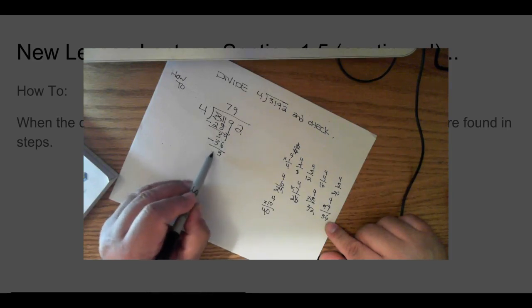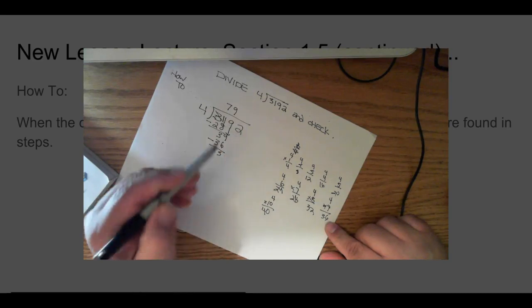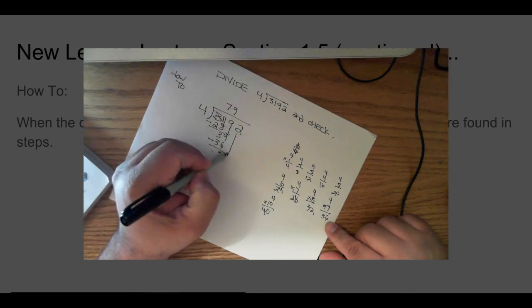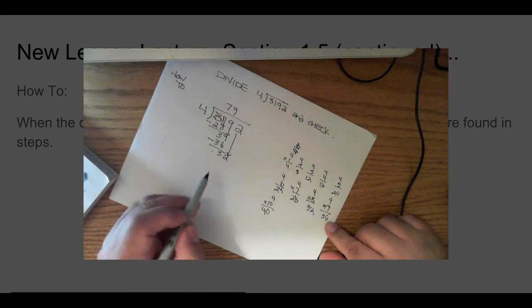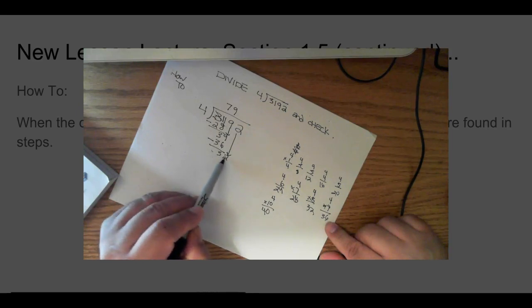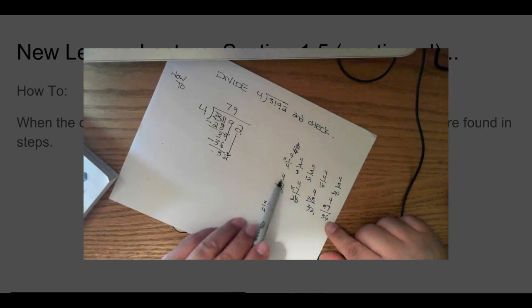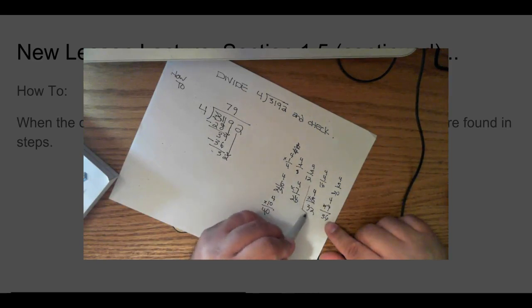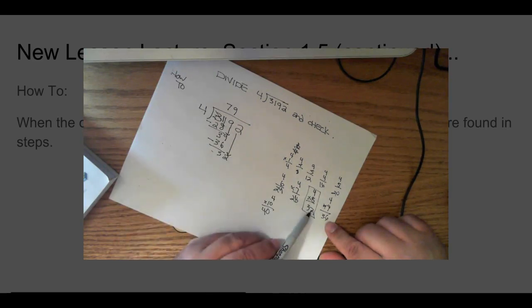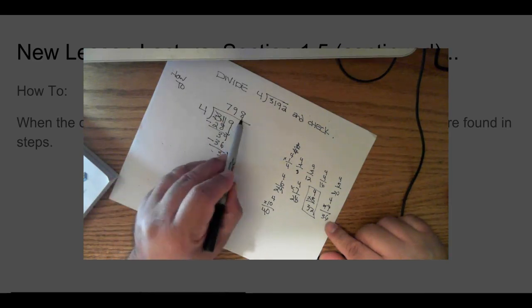So 3 minus 3 is 0. We don't need to write that. And we have one more number over here, right, in the dividend. So now we're going to bring that down. So this is 32 divided by 4. Well, we can look at our times tables here and see, oh, wait a second. 4 times 8 is 32. So 32 divided by 4 is 8. So we can go ahead and put the 8 up here.